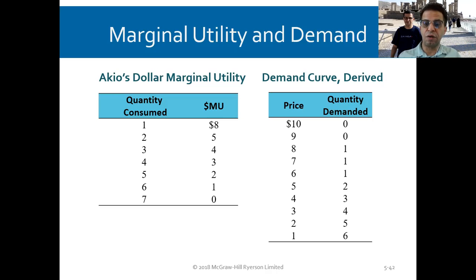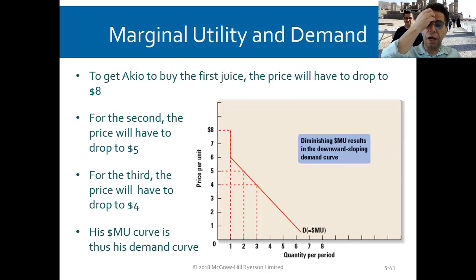So the demand curve is derived from the marginal utility of the juice. If we look at it as a graph, to get him to buy the first juice, the price will have to drop to $8, because we said if it's $10, he's not buying anything. Then to buy the second one, the price has to drop further.